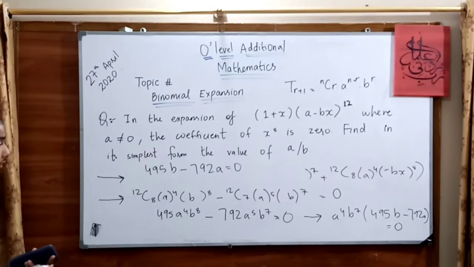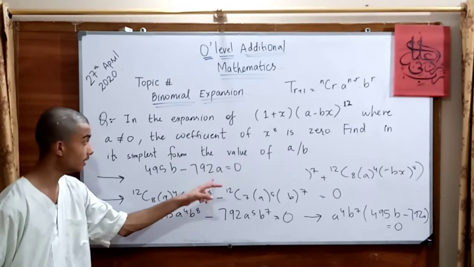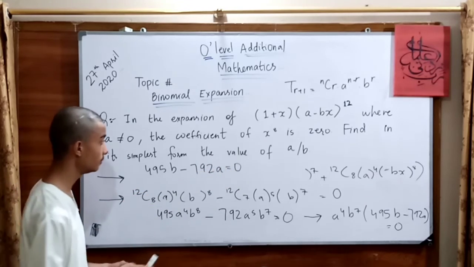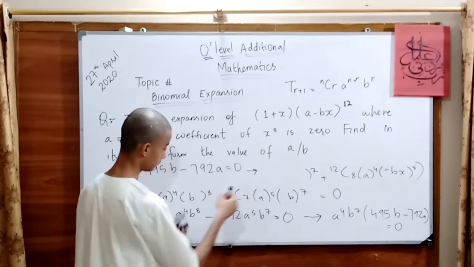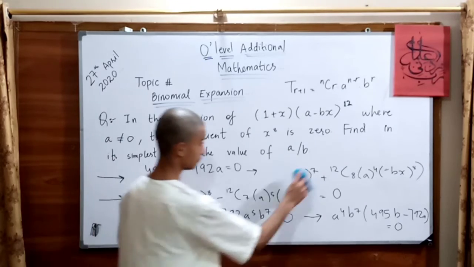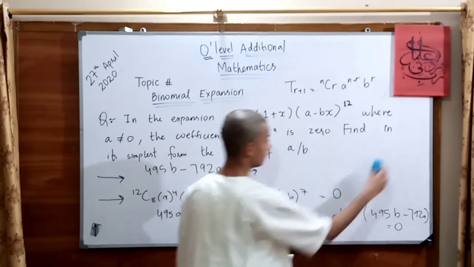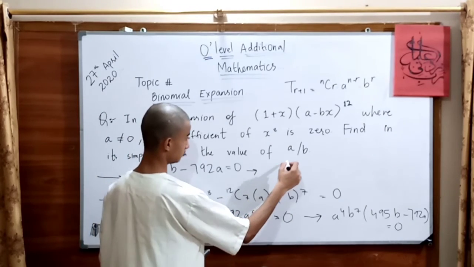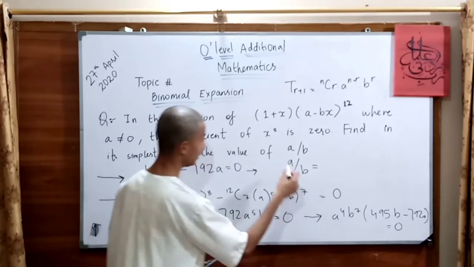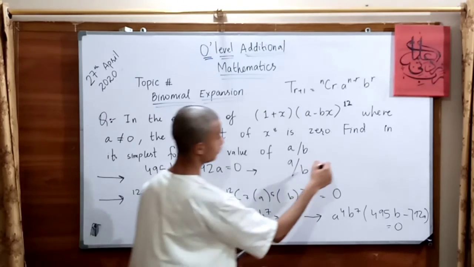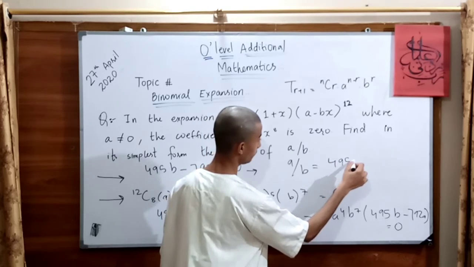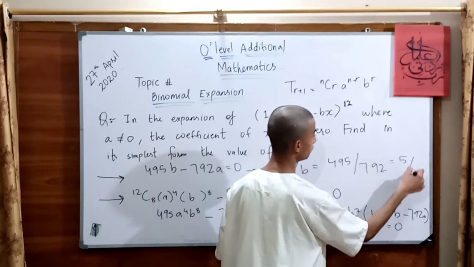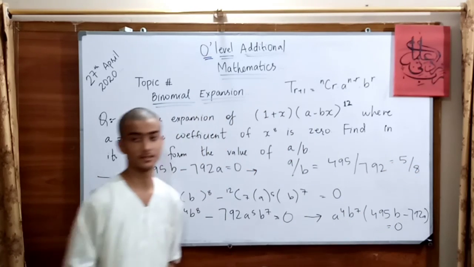Now we have to find the ratio of a to b, so we take this term over to the other side and divide. Simply dividing, the ratio a to b equals 495 divided by 792. So our answer is 5:8. This is our answer, and that's it for this question.